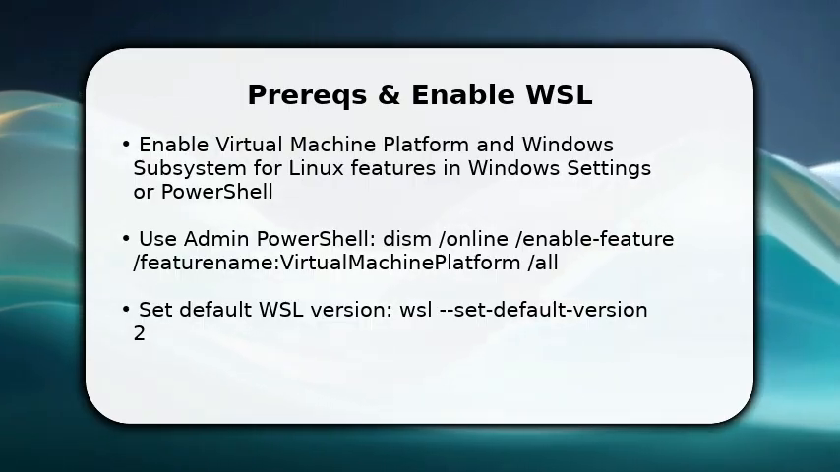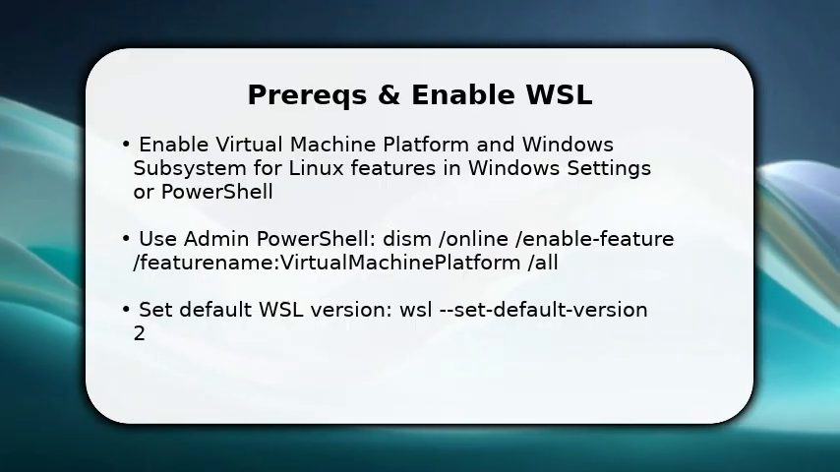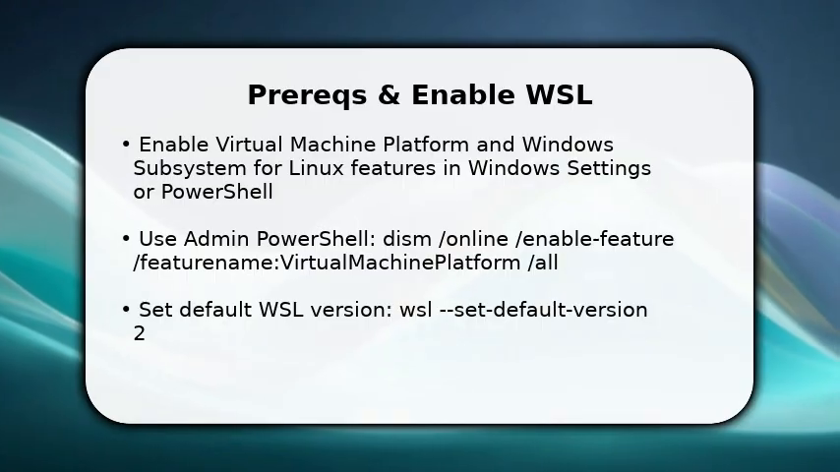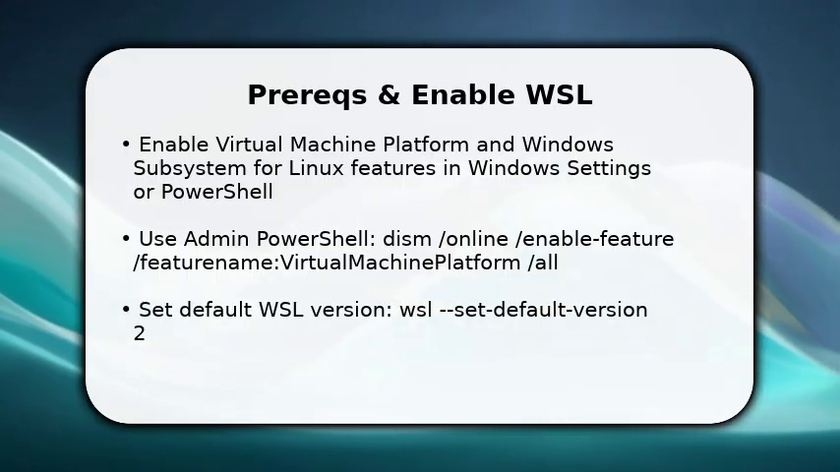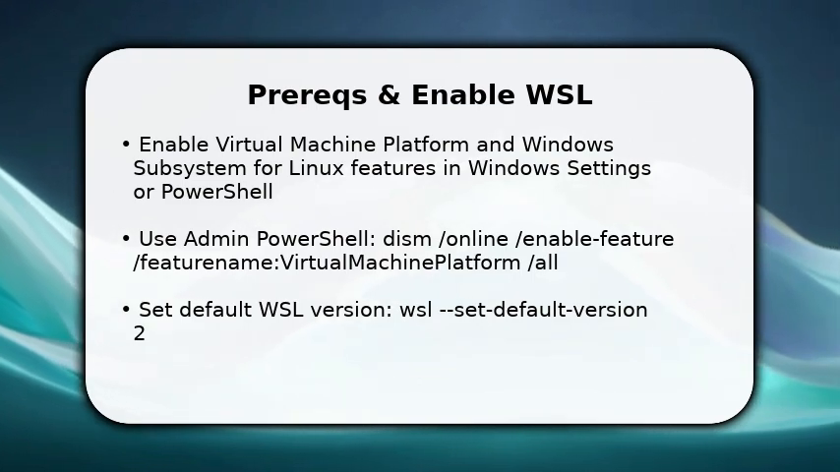Once done, set WSL default to version 2 so you get better I/O and full Linux kernel compatibility. Make sure your Windows 10 build supports WSL 2. If not, apply the latest updates before continuing to distro installation.